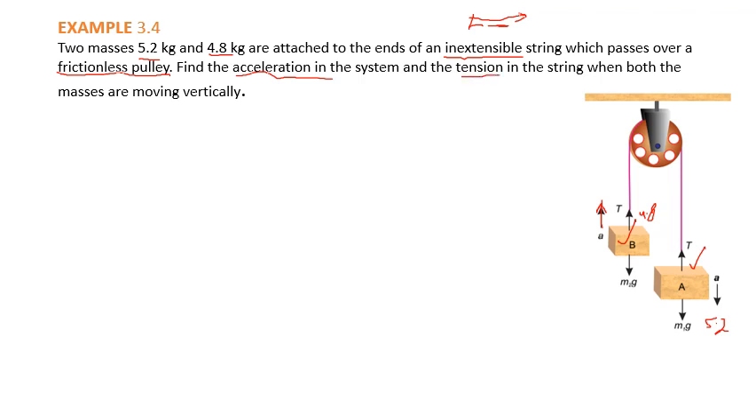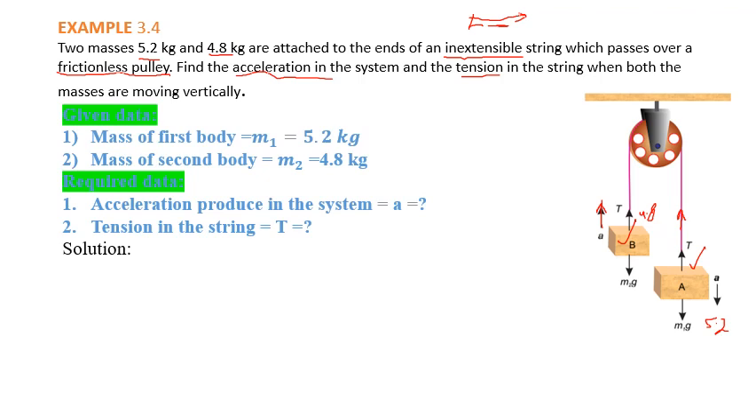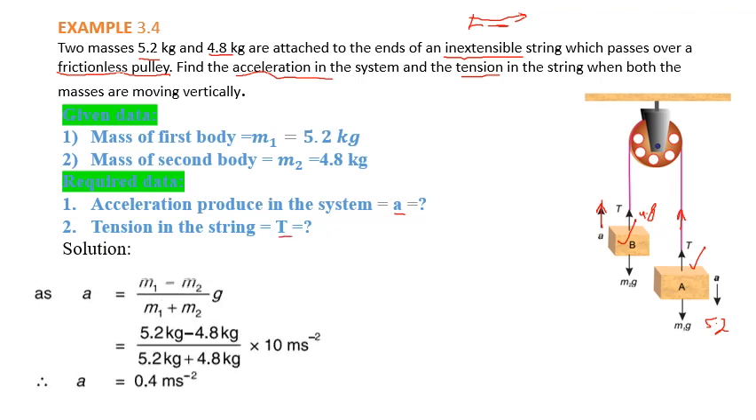Right? So we have to find the tension. Tension means the force which is transferred from one body to another body using this string. So we have to find that force, and that force is called tension. So over here we have the given data in the proper format. Mass of the first body is m1, which is 5.2 kg. Mass of the second body is m2, which is 4.8 kg. Acceleration produced is required. So we have to find the acceleration and tension in the string.